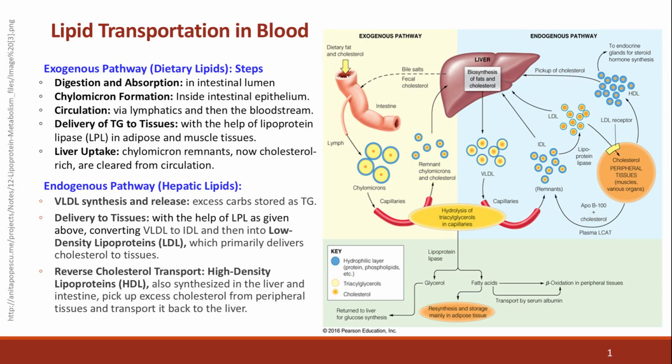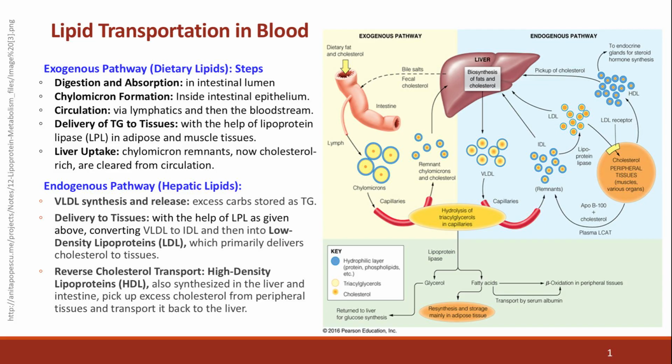In the capillaries of adipose and muscle tissues, an enzyme called lipoprotein lipase or LPL hydrolyzes the triglycerides in chylomicrons into free fatty acids and glycerol, which are absorbed by nearby cells for energy or storage. The remaining chylomicron remnants, now cholesterol-rich after losing triglycerides, would be carried to the liver by blood, where they are taken up and thus cleared from circulation.